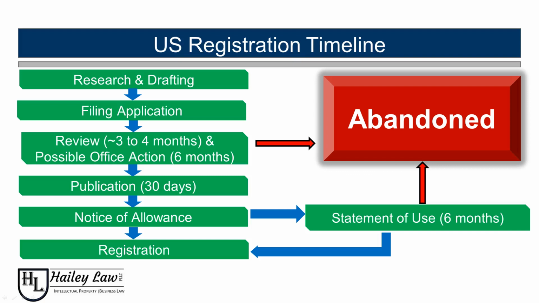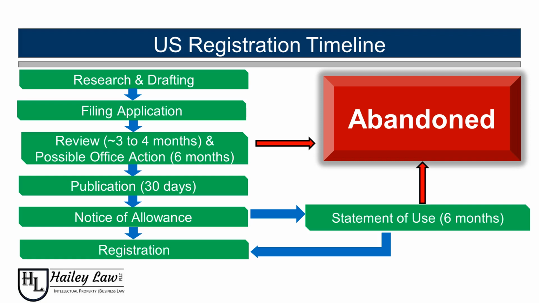Now, the timeline for registration of a trademark application goes as follows, as you see on the screen. Research and drafting. Research is like conducting a trademark search and searching the ID class manual to make sure it's the proper class. Drafting is preparing the application. The next step is filing the application with the United States Patent and Trademark Office. Once the application is filed, it takes between 3 to 4 months before the trademark examining attorney picks up the application and reviews the application.